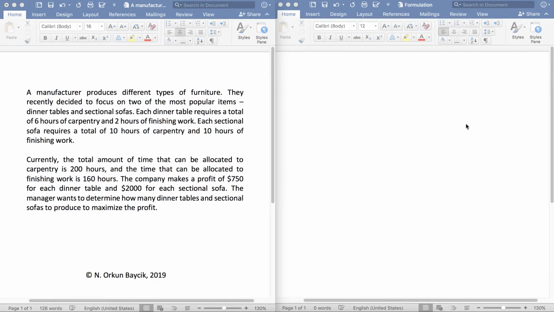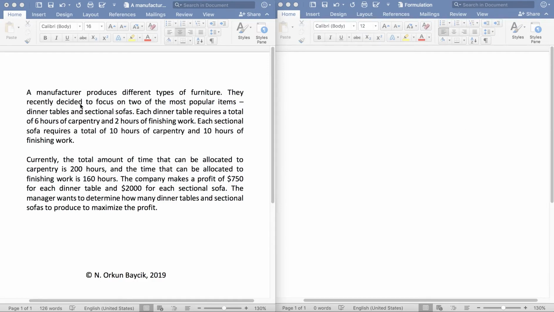The first example is going to be a small, fairly simple manufacturing example, and in the upcoming videos we are going to look at more complicated problems, and we are going to see how we can formulate them as well.